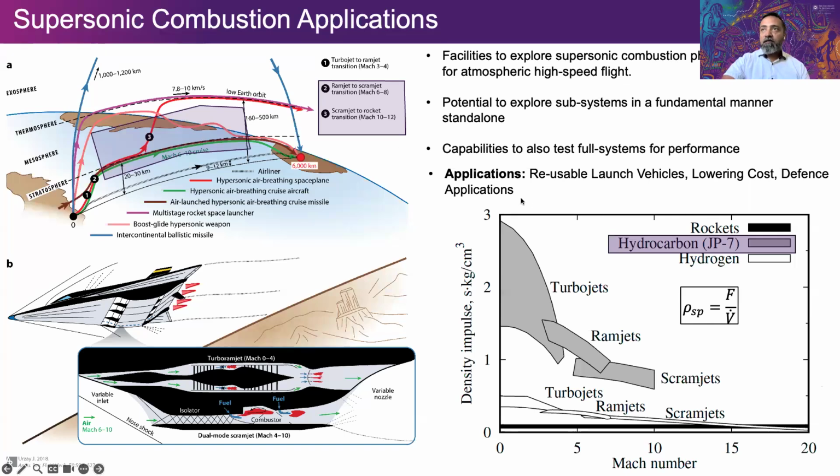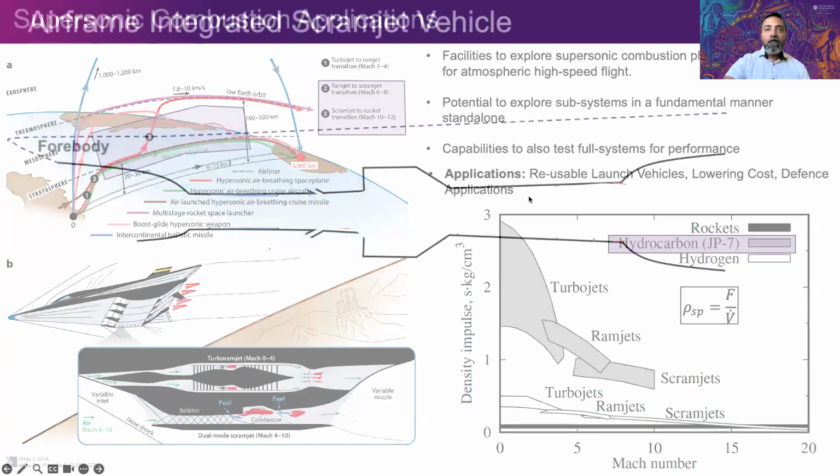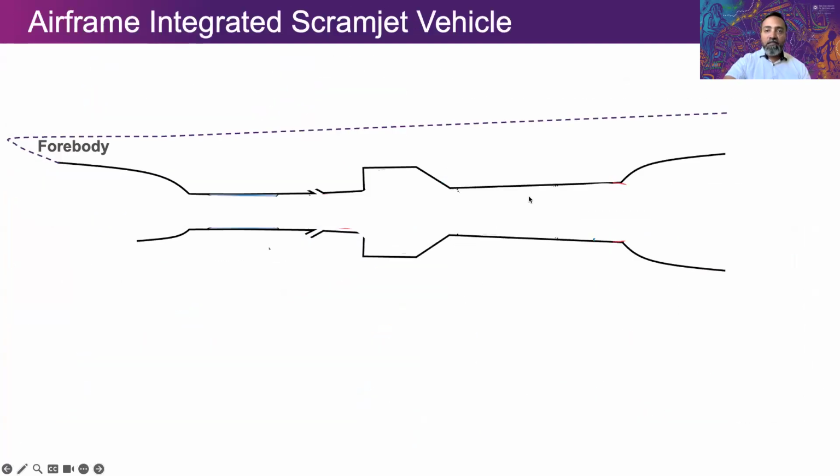Now, the applications are multifold: reusable launch vehicles, which is one of the applications that Hypersonics with an X launch systems is commercializing in Brisbane. There's also lowering the cost of such high-speed vehicles. That's a consideration, and potential defense applications. Now, I've talked a lot about scramjet combustors, and I am going to talk to you a whole lot about supersonic combustion modes in scramjets.